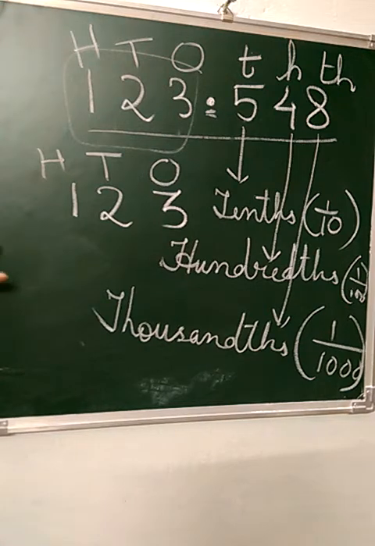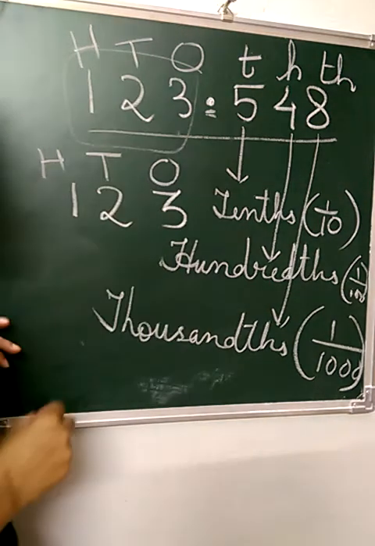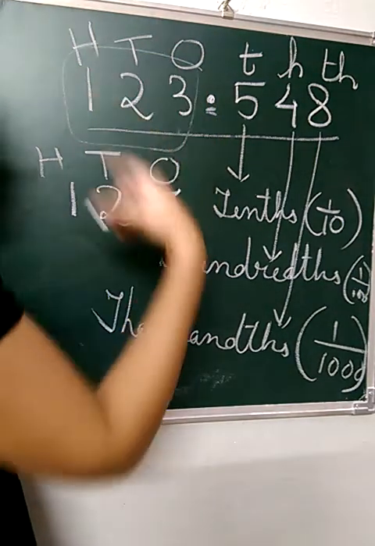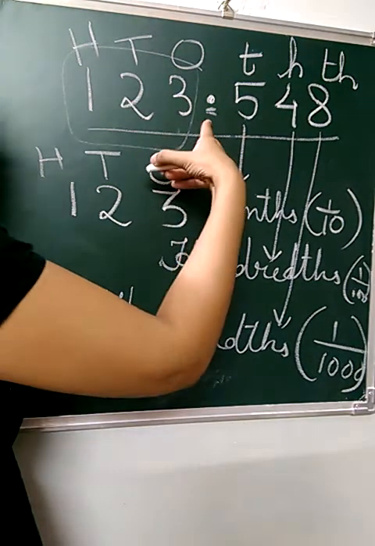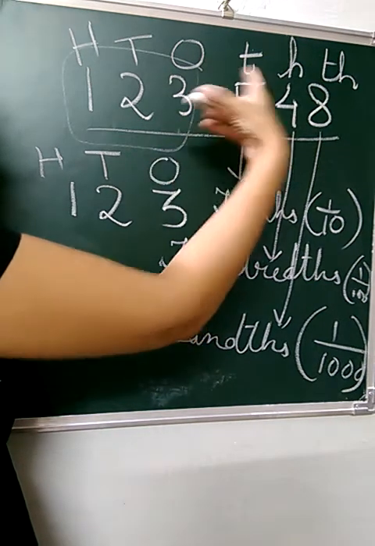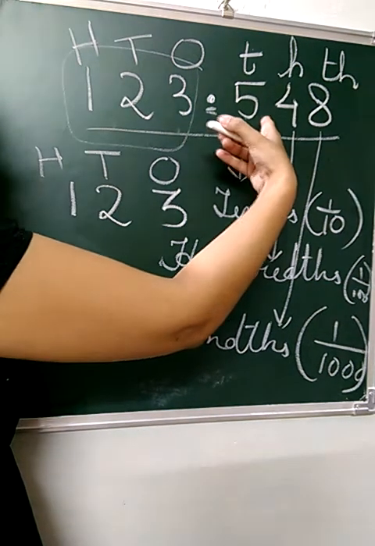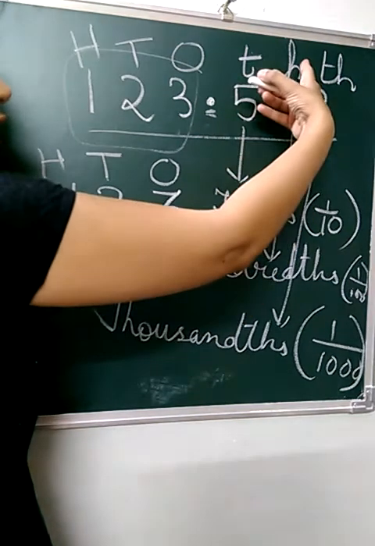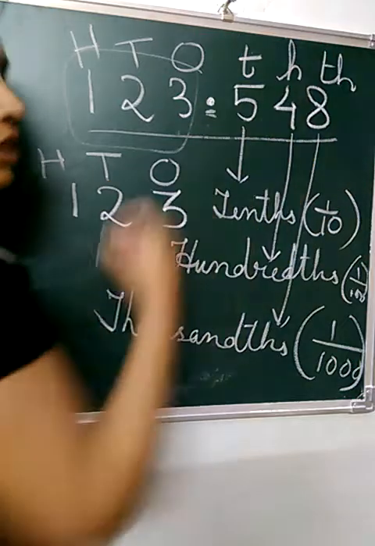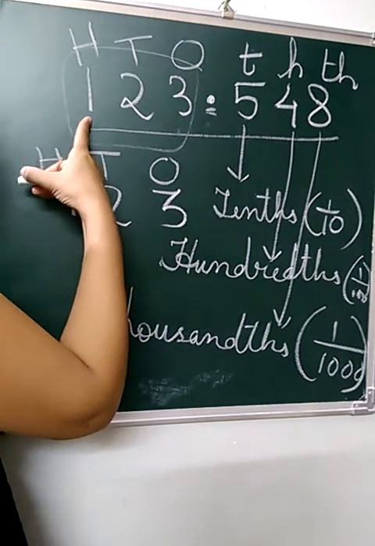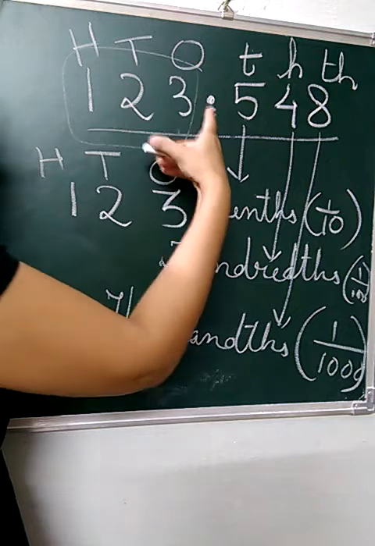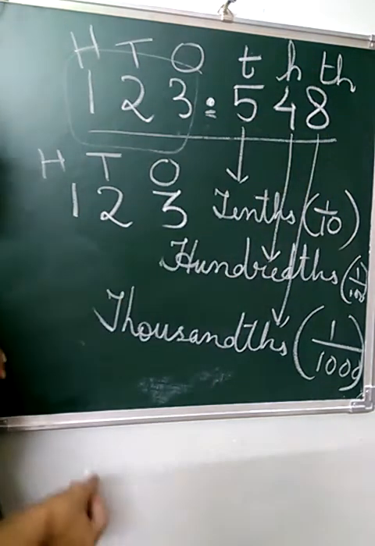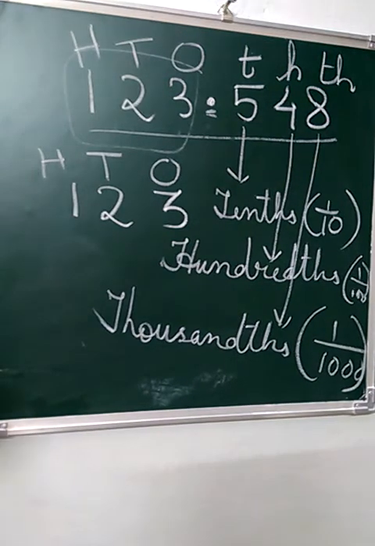Now, how do we read this number? It is very simple. According to the place value, we read this number. That is 123 and, after the point, the digits, if we are saying those digits, we need to say 5 tenths, 4 hundredths, 8 thousandths, or you can also say 123.548. Okay, so this is the concept of decimal.